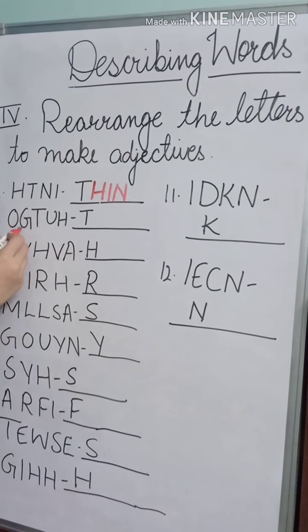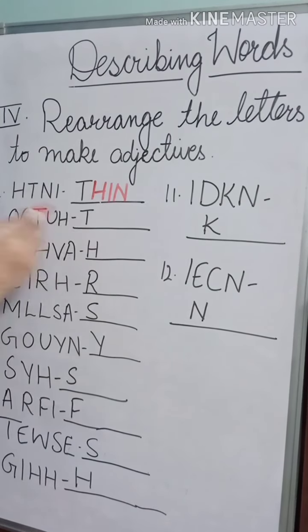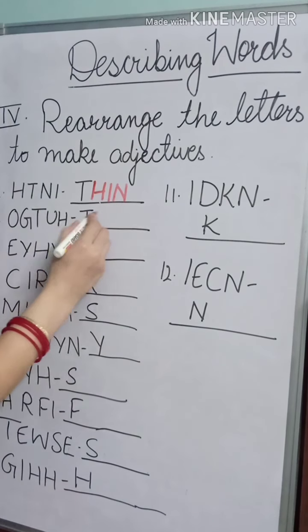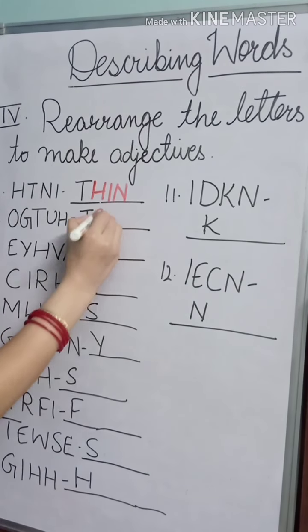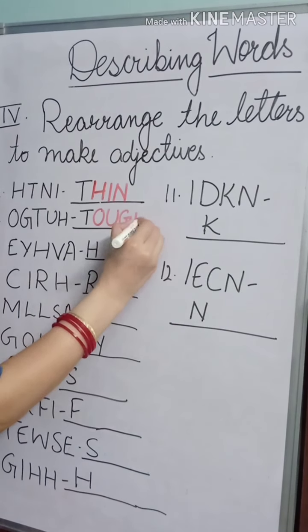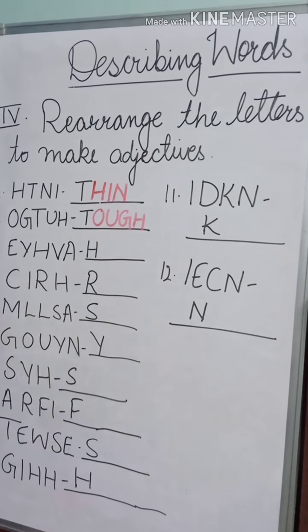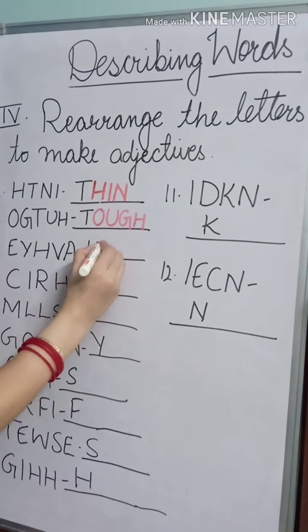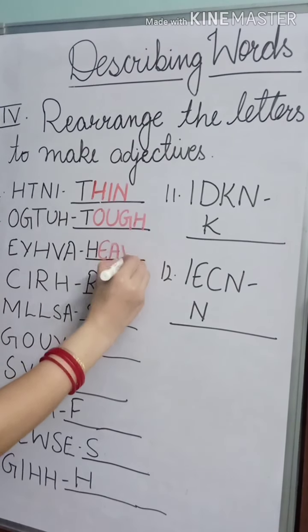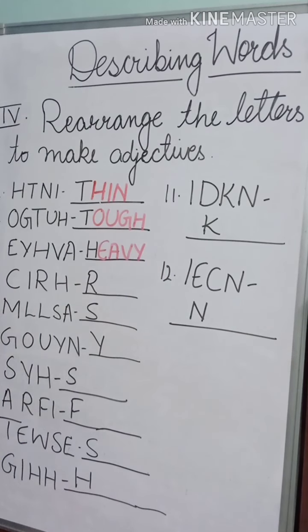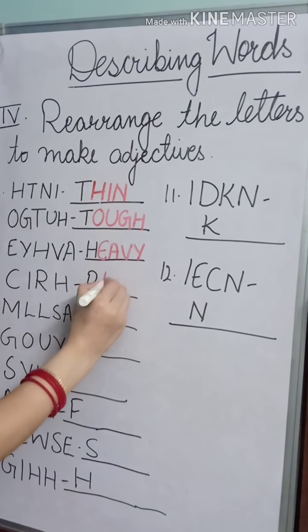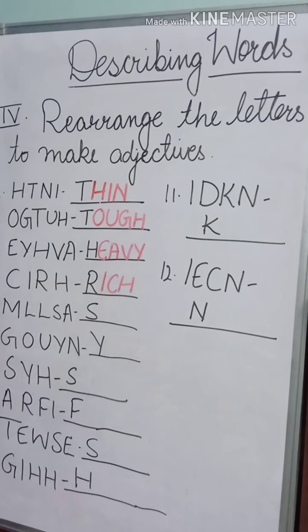Next, OGTUH, and it begins with T. So it's tough. T-O-U-G-H. Let's move to the next one, EYHVA, and it begins with H. So it must be HEAVY. Heavy. Next, CIRH. And it begins with R, so it must be R-I-C-H.